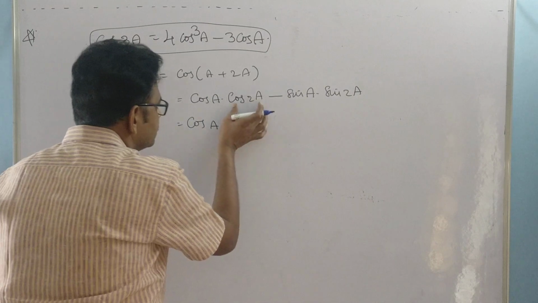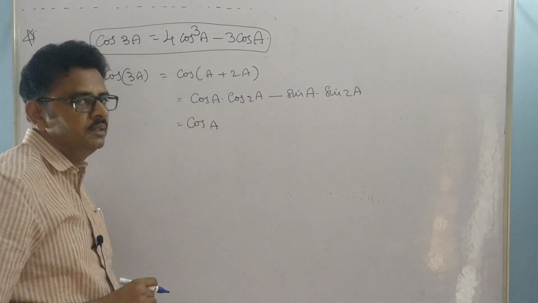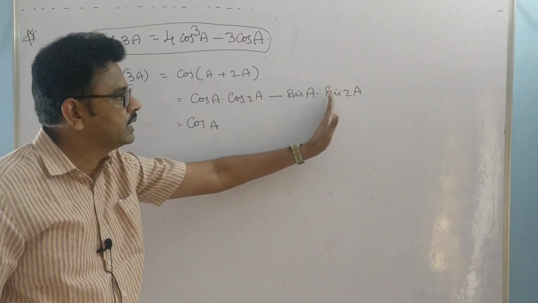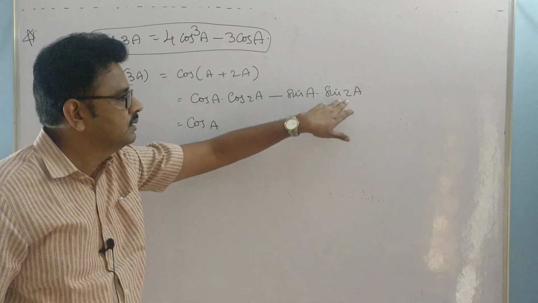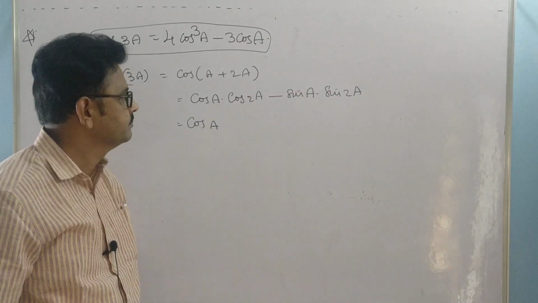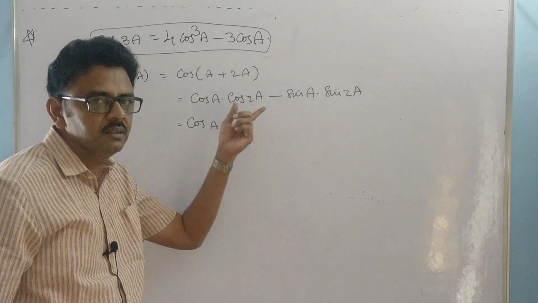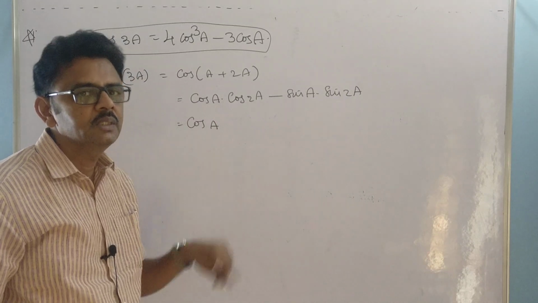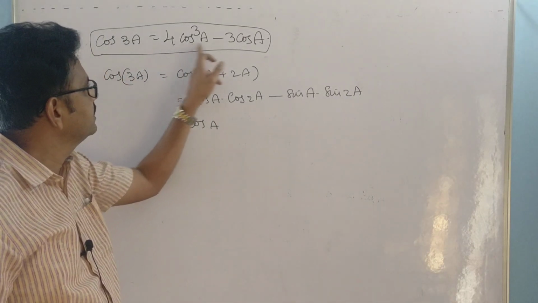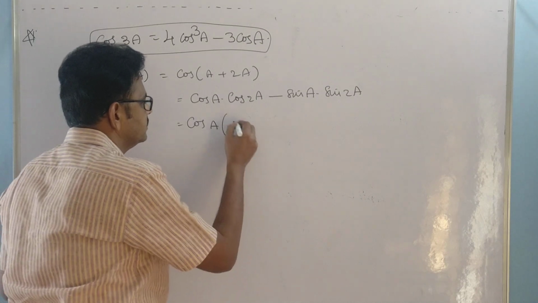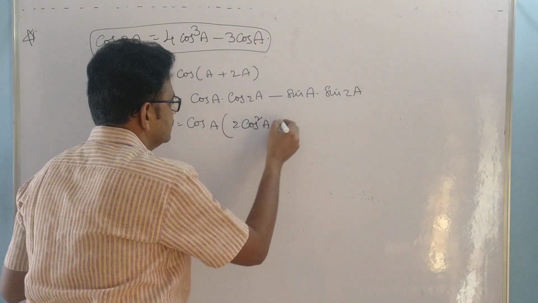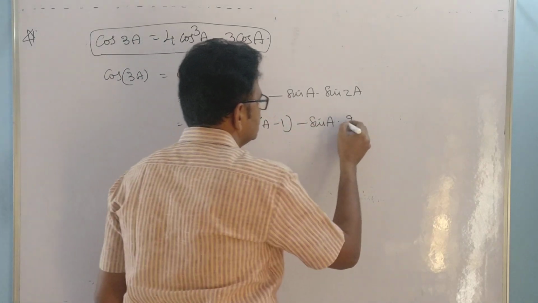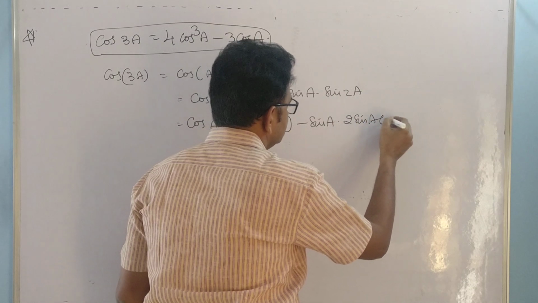And there are several formulas for cos 2A. For sin 2A there is only one formula, 2 sin A cos A. We cannot introduce tan because this is completely in terms of sin and cos only. For cos 2A, there are 3 formulas: cos square A minus sin square A, 2 cos square A minus 1, 1 minus 2 sin square A. So completely in terms of cos, this is 2 cos square A minus 1, minus sin A into sin 2A, which is 2 sin A into cos A.